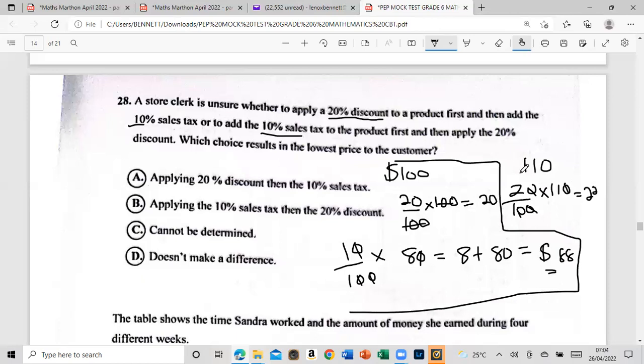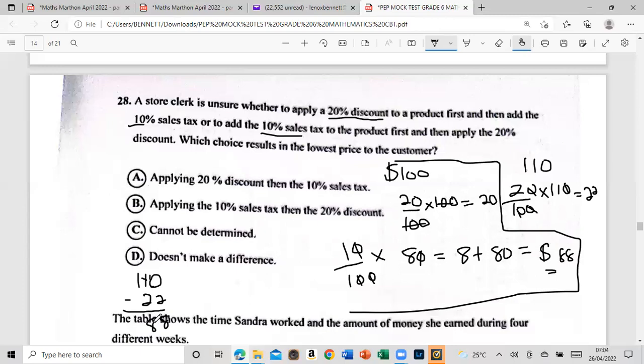So which one do we apply first? The discount is going to be $22. It's a sales tax, 10% tax, and then the discount. So it's 110 now minus 22. 2 from 0 you can't, so this becomes 10, and you work out the same thing, and then 2 from 8 is 8. So it doesn't make a difference.